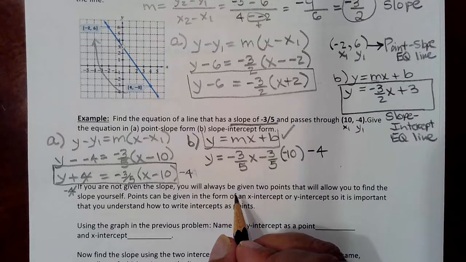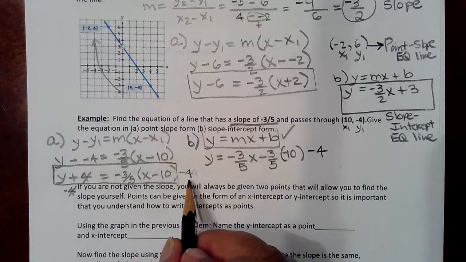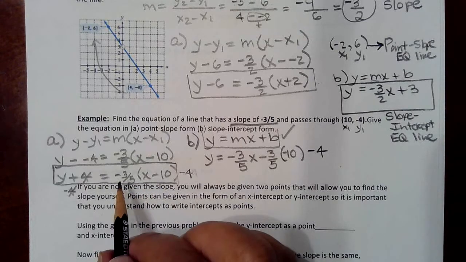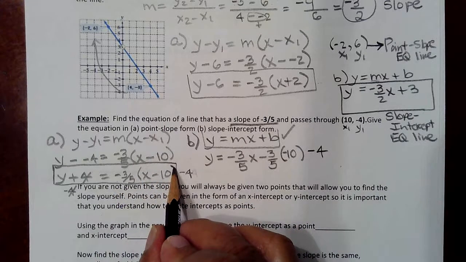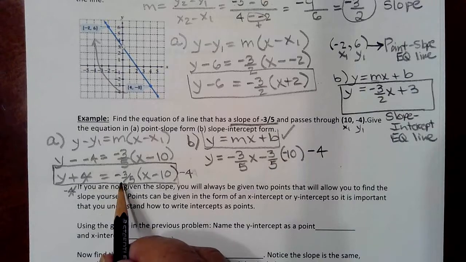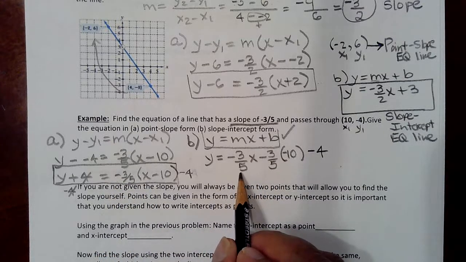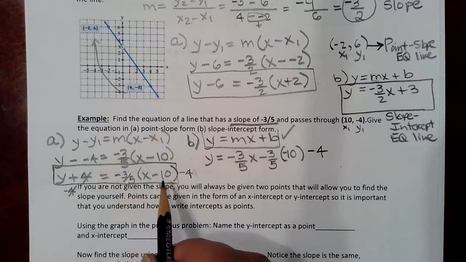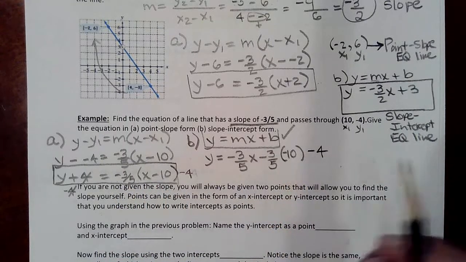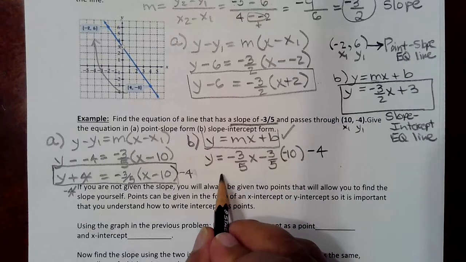And I also decided that in order to combine -4 with the terms that are here, I needed to get rid of these parentheses. So I'm in the process of doing that. -3/5 times x is -3/5 x, and then -3/5 times -10 is right here. Haven't done that calculation yet.